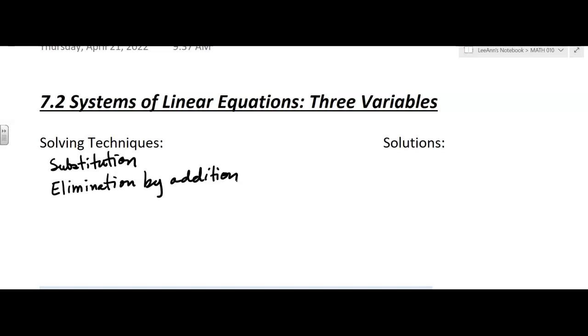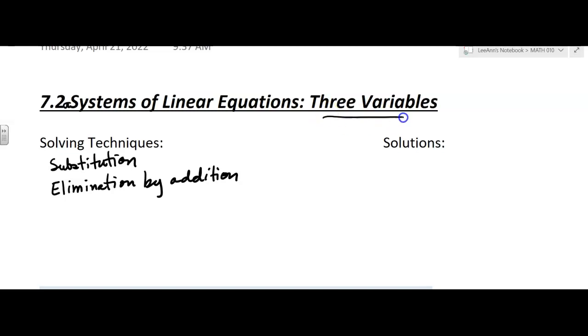So I'll talk a little bit about it when we do another section, but in this section, 7.2, we're just going to focus on these techniques and what we've done in the past.